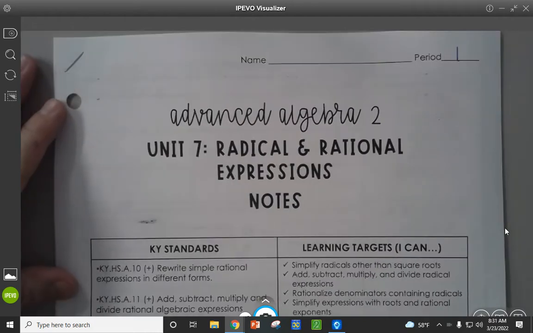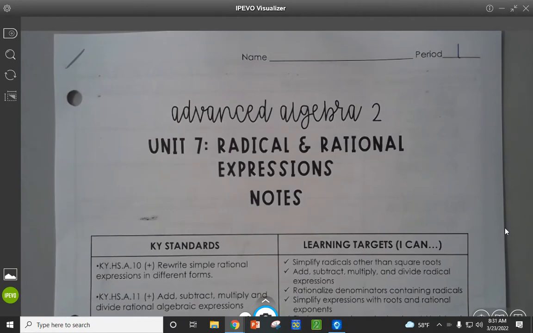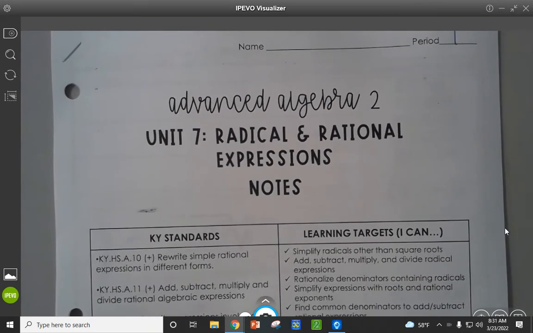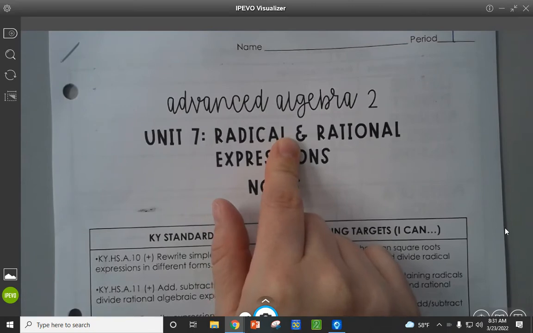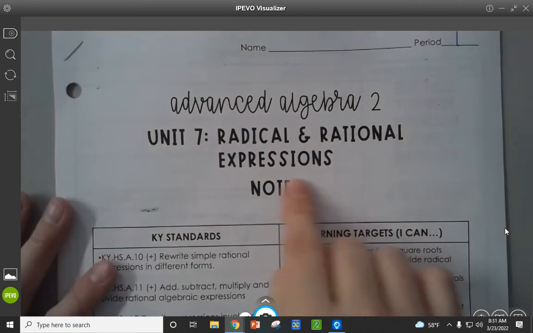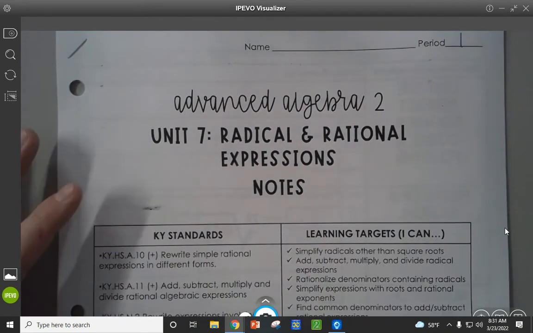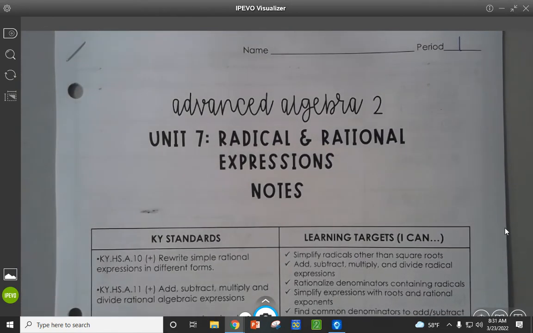All right, so we're getting started with Unit 7 today. We have two separate concepts that kind of go hand in hand a little bit, and they're thrown into this one unit. We're going to spend the first half of the unit talking about radicals, which are square roots, cubed roots, fourth roots, any root really, and then rational expressions, which are fractions that have variables, polynomials in the top and bottom.